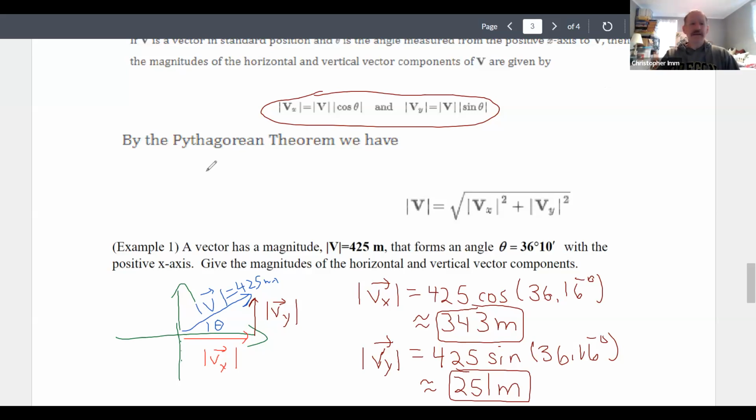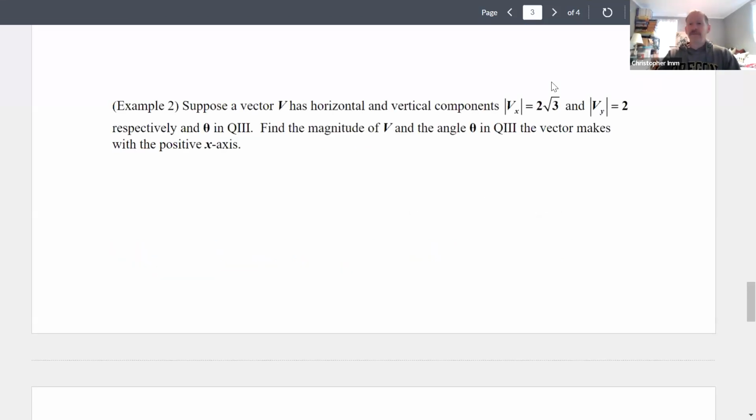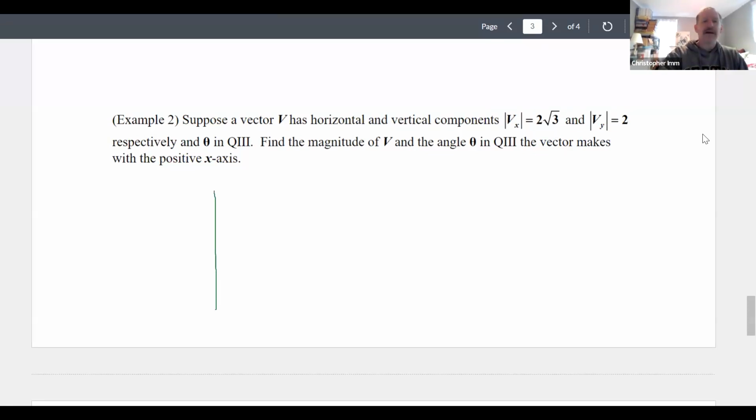Let's take a look at another example here. Clear this out. And here we have a vector with horizontal and vertical components. We want to find the magnitude and the angle of that vector. So notice that, again, it's really super important that we draw this one. So it says the vector has horizontal component of 2 square root of 3, and it has vertical component of 2. So those magnitudes are positive, respectively.